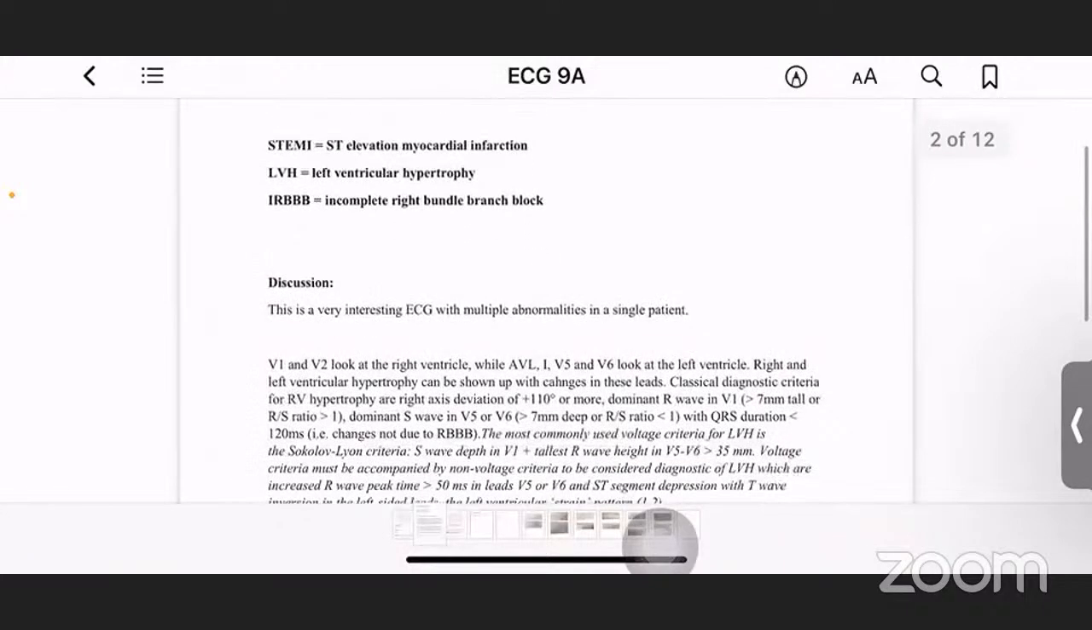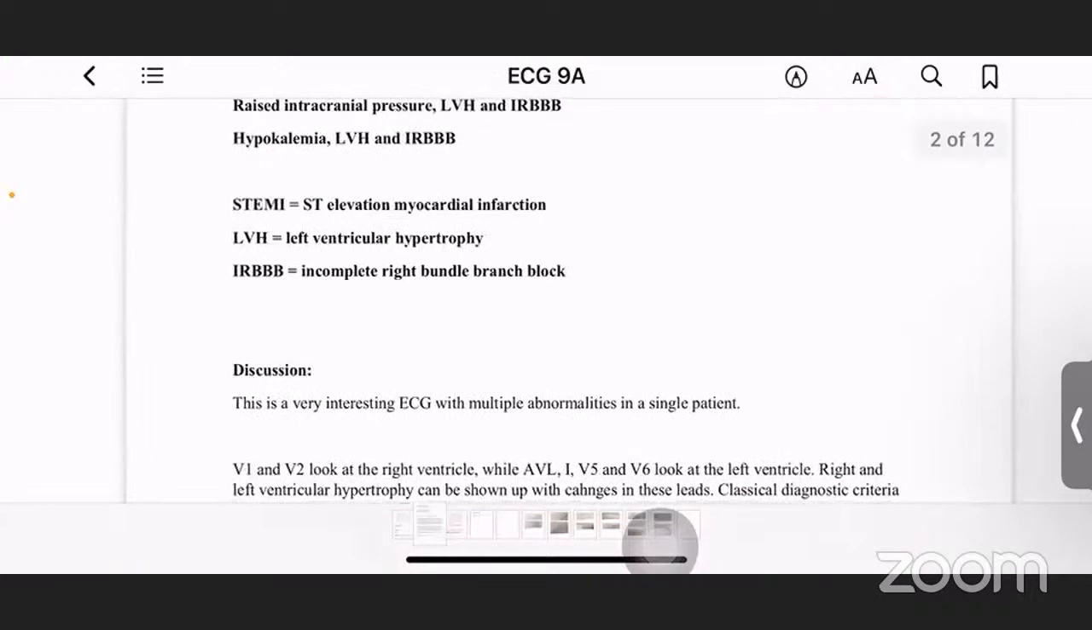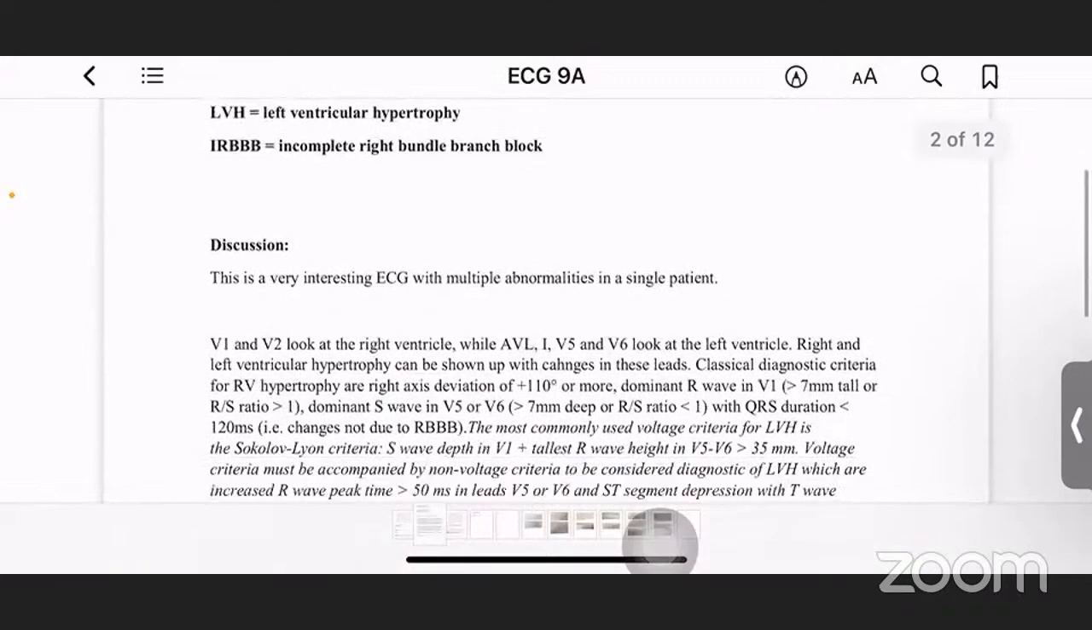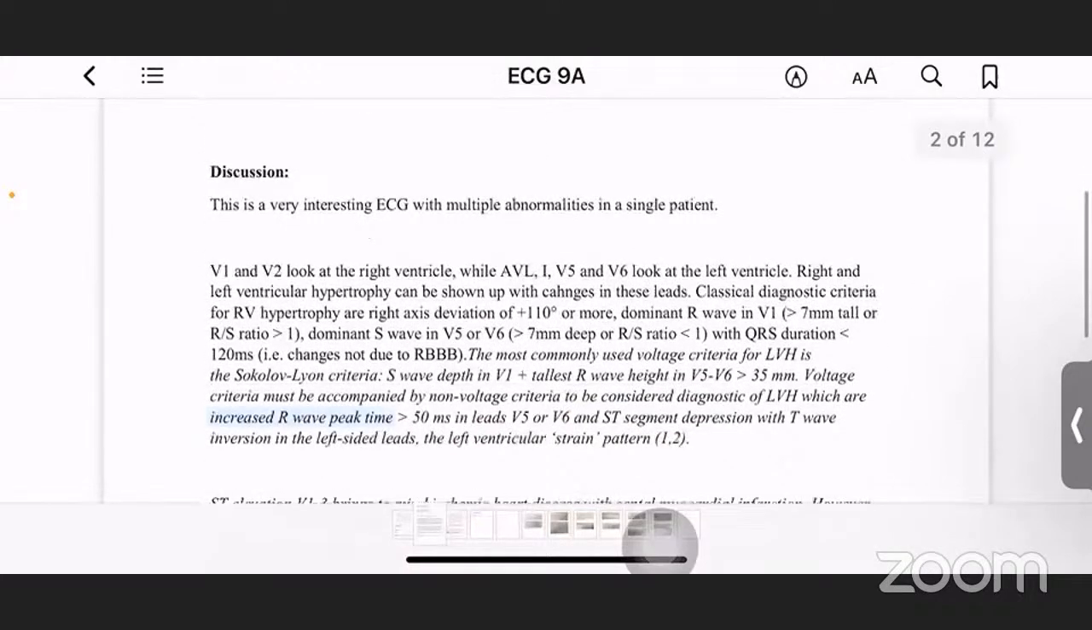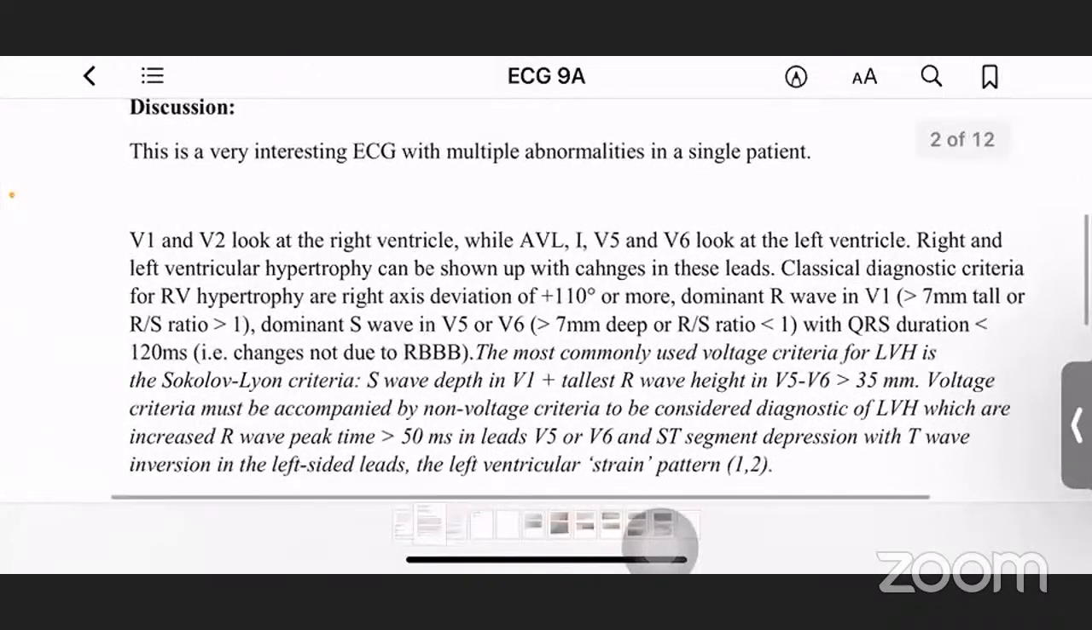Okay, this is a very interesting ECG from a cardiologist. It mentioned multiple abnormalities. So V1 and V2 look at the right ventricle.